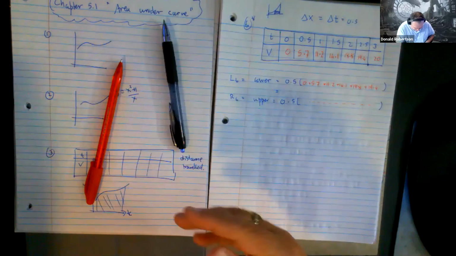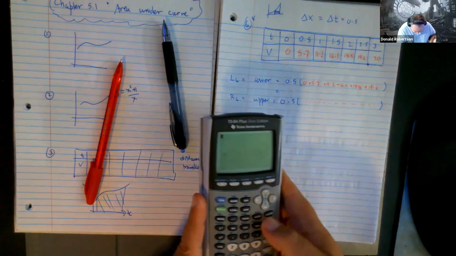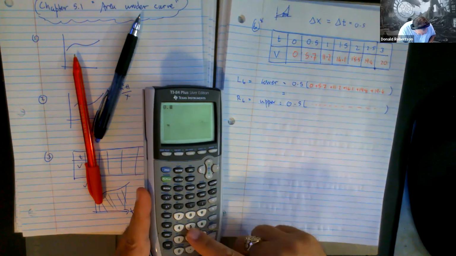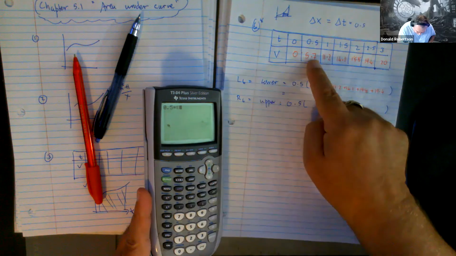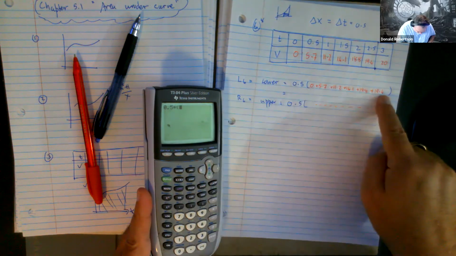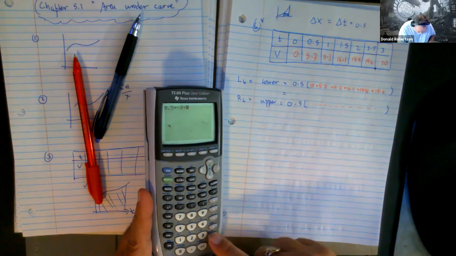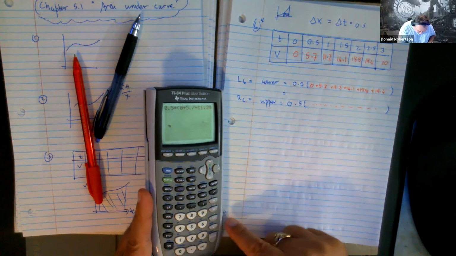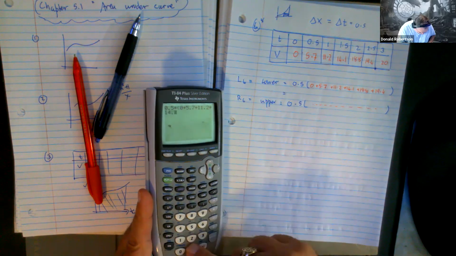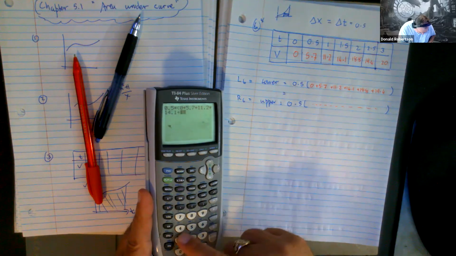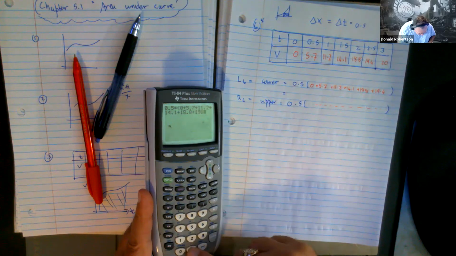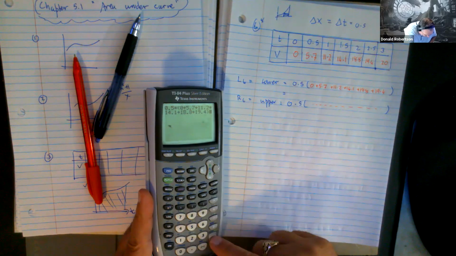So go to your calculator, and it's going to be the width, which is 0.5 times these heights. So 0, 5.7, 11.2, 14.1, 18.8, and finish with a 19.4. And the answer I get is 34.6.